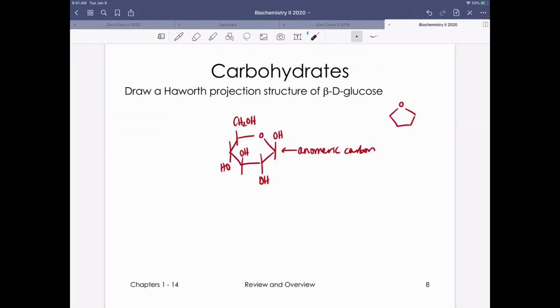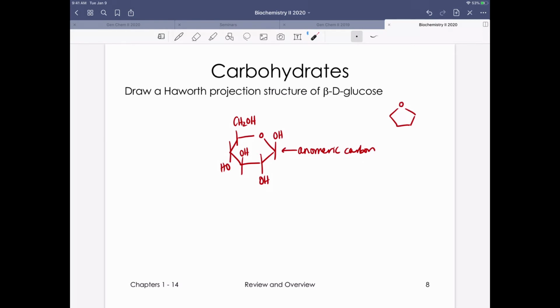So carbohydrates, the main one that you have to draw is glucose. So be able to draw a Haworth projection of beta-D glucose, which is nature's favorite. The beta, remember, is because these two groups are on the same side. They're both on the same side. So the exocyclic CH2OH group and the anomeric carbon's OH group are both pointing in the same direction. That's what makes it beta.